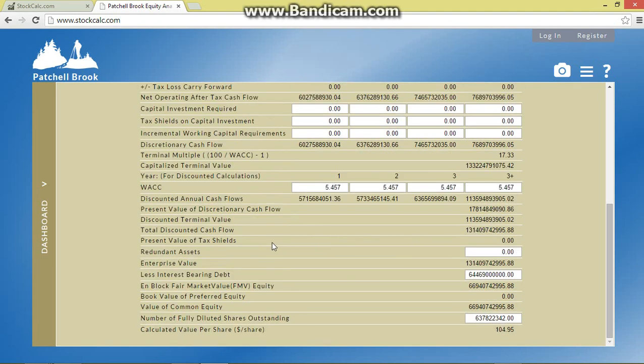We add these up to give us a total enterprise value, so the total value of the firm, which is the value of the debt and equity of the firm. We remove any interest-bearing debt that the company has. We take this from the balance sheet. That gives us an en-bloc fair market value of the equity. If there's preferred equity, we would remove that to come up with the value of the common equity. We then divide that by the number of shares outstanding to come up with a calculated value per share.